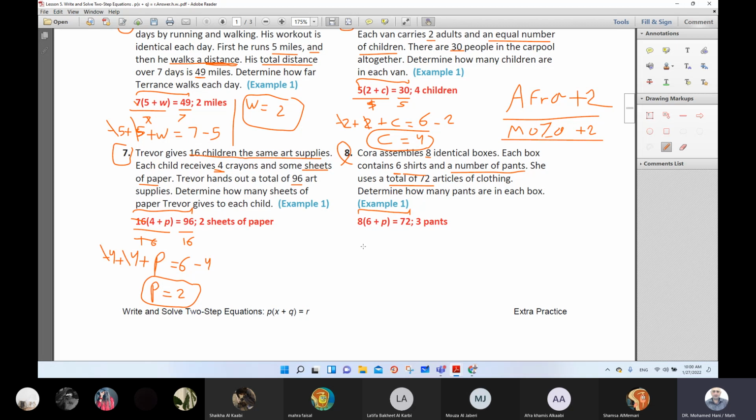We want to solve this equation. So we want to remove 8 from this side. So divide by 8 here and divide by 8 here. 8 divided by 8, 1. It means here 6 plus B equal 72 divided by 8 will be 9. Then we want to remove 6 from here, so we can add the inverse of 6 will be negative 6 to the two sides. Negative 6 plus 6 will be 0, remains here B, equal 9 minus 6 will be 3.